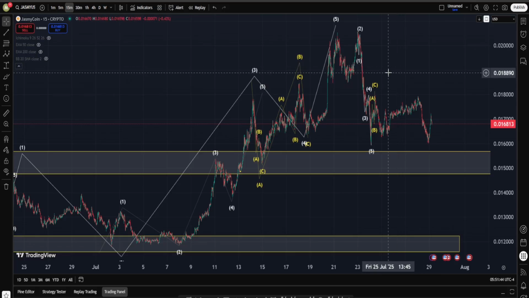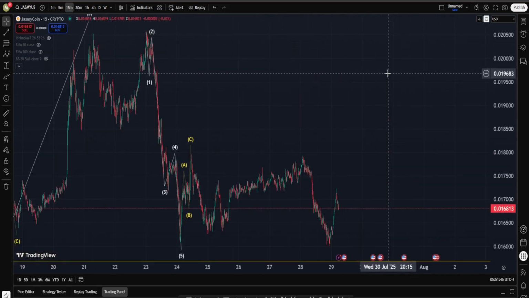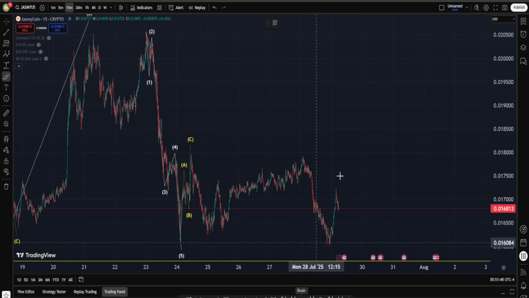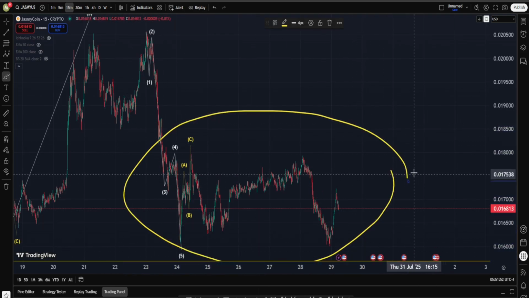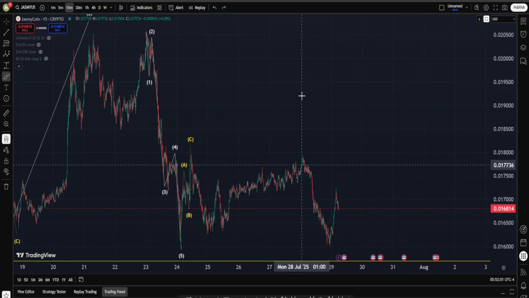Okay, hi everyone, welcome back, and in this update we are going to check out JasmyCoin's price chart, and I'm going to tell you why the structures in here do look sort of odd, but I do think there is a roadmap for the short term, let's say for the next 1, 2, 3 weeks. So are you ready? Let's dive in and see what is going on.